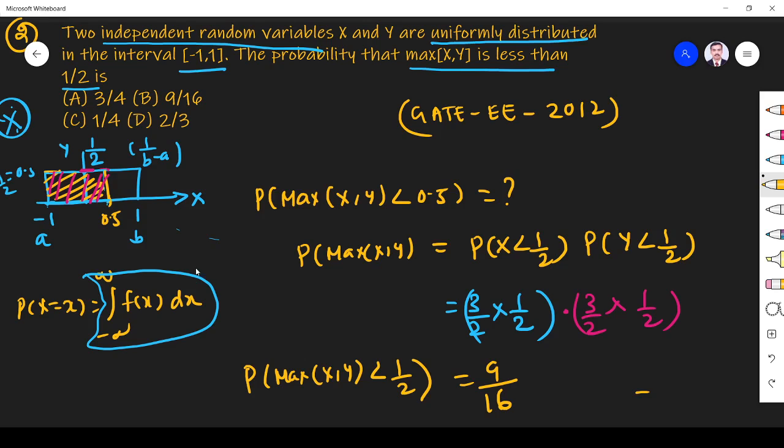So whenever we have a uniformly distributed random variable, don't do integration, because it is a rectangular shape. Use the area under the curve notion.